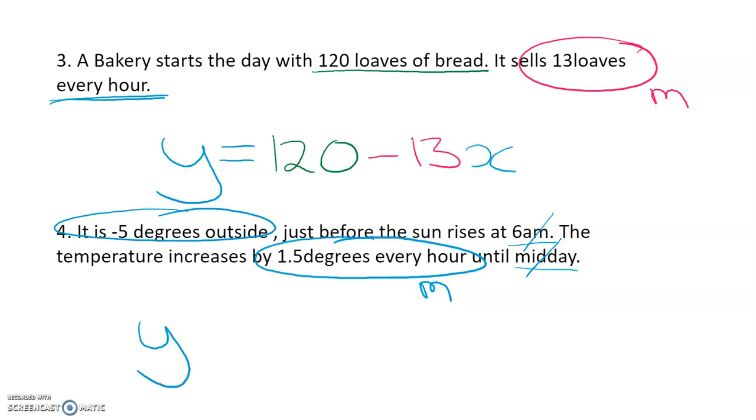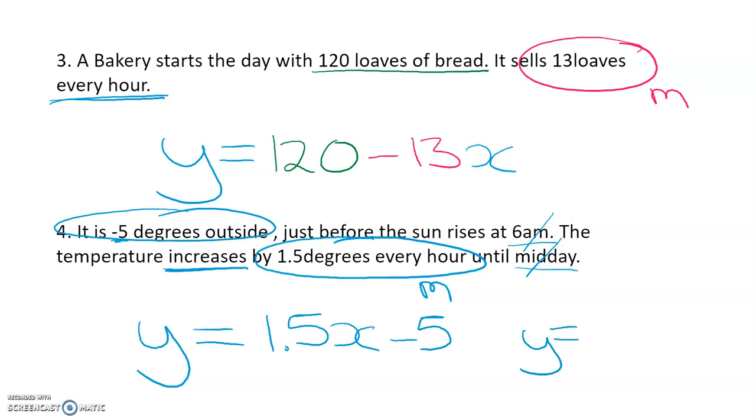So y equals, I'm going to do in the reverse order at the top so you can see it doesn't matter. 1.5 degrees, it's increasing, so it's positive 1.5x, and it starts at -5 degrees. So that means we need to put -5, or you could have written it as starting at -5 plus 1.5 degrees every hour. Now you don't have to use y and x, and we'll get to that in another video where you define your variables.